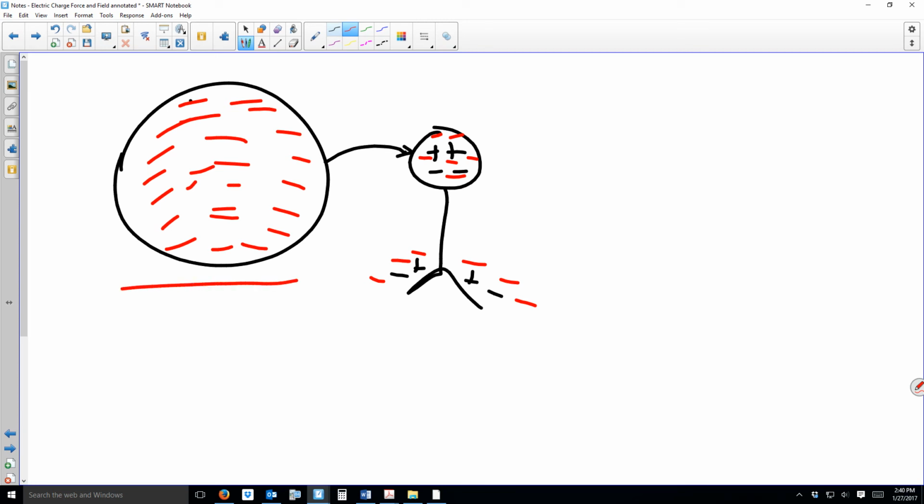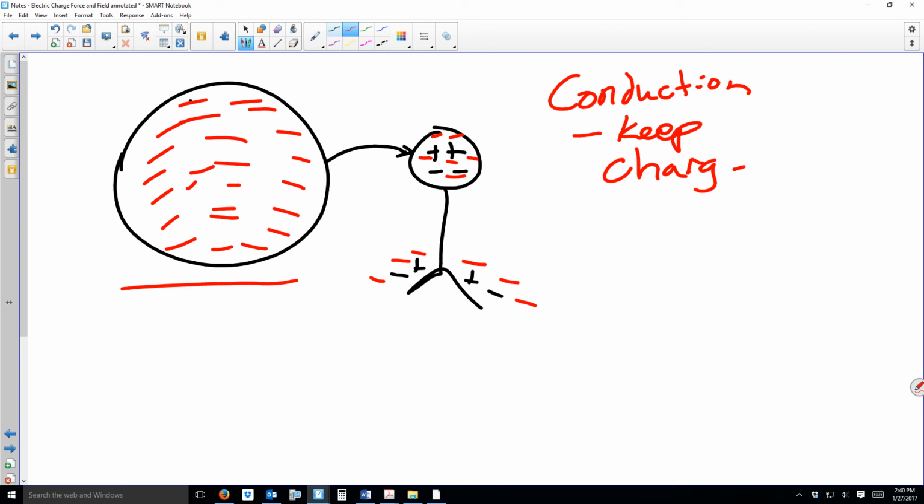So when you charge by conduction, you keep the charge. Both objects end up with the same charge with charging by conduction. Whether that's positive or negative depends.